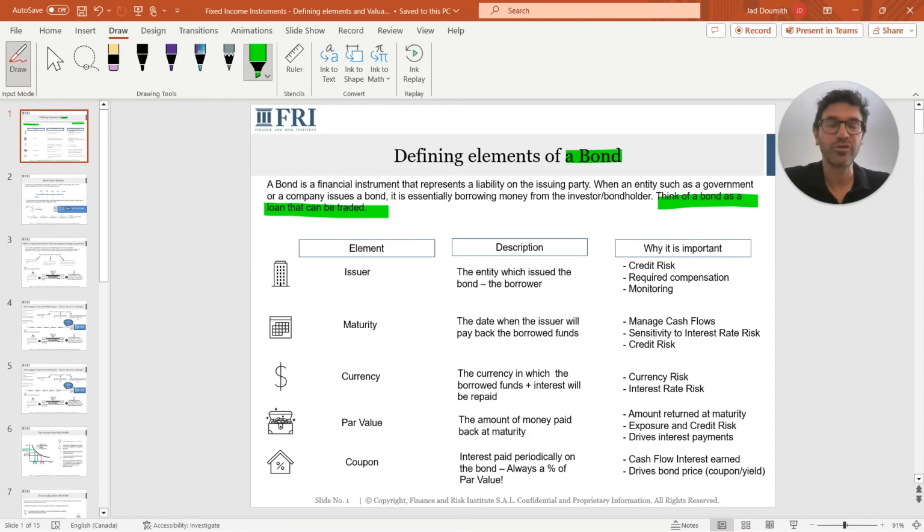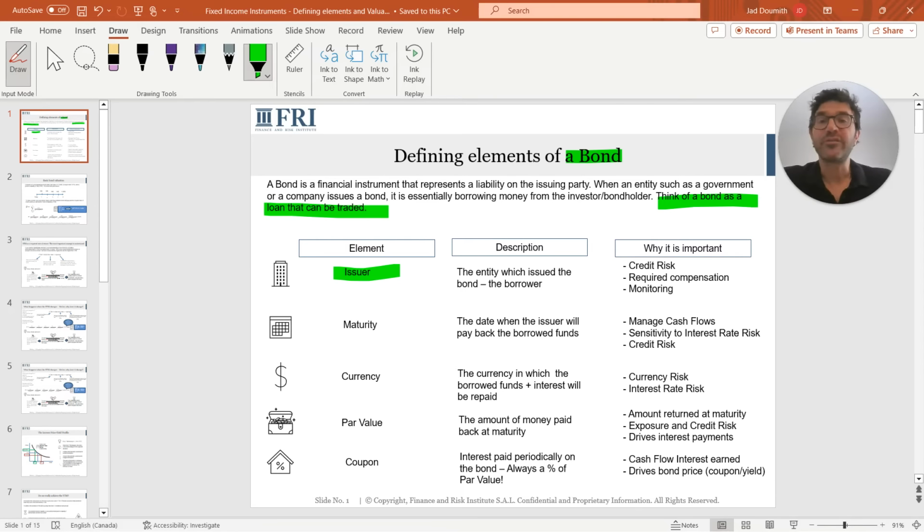Of course, the liquidity of the bond becomes an important factor because many bonds are thinly traded and are quite illiquid. But a bond can be seen as a loan that can be traded, bought and sold in the open market. So what are the defining elements of a bond? First, the issuer, of course. You want to know the entity that is issuing the bond, because this is the entity to which you're lending money.